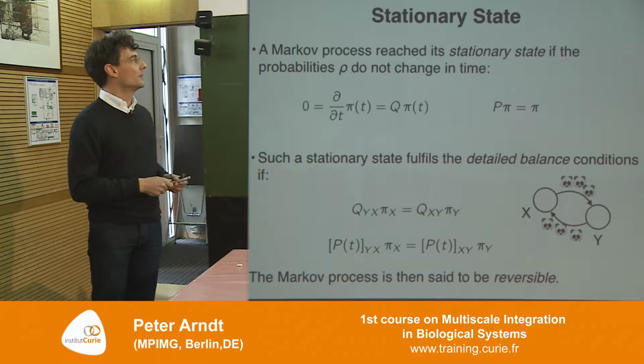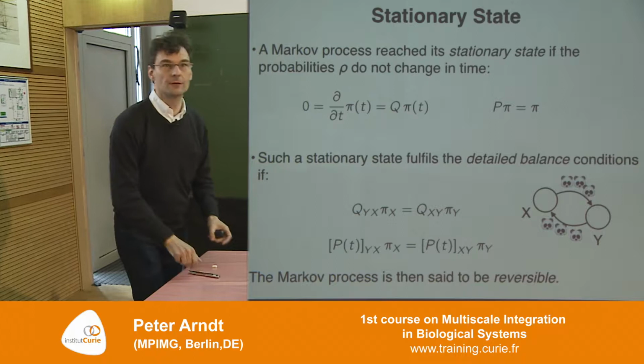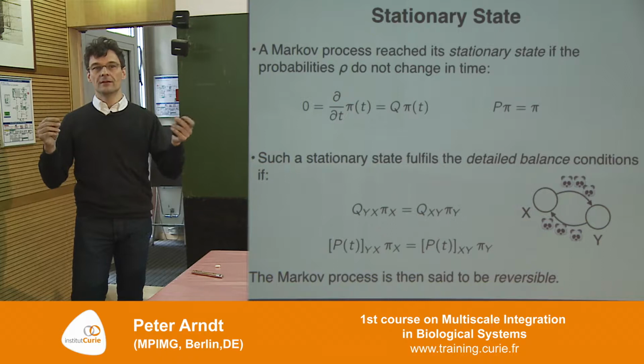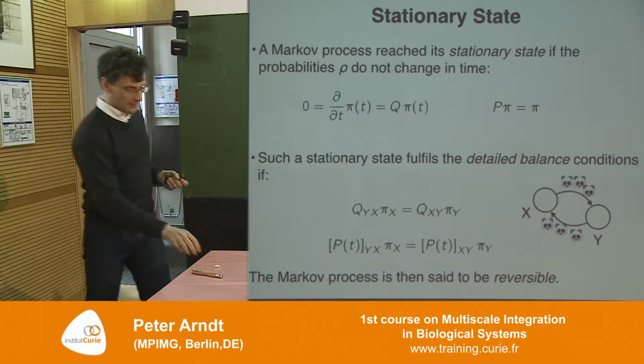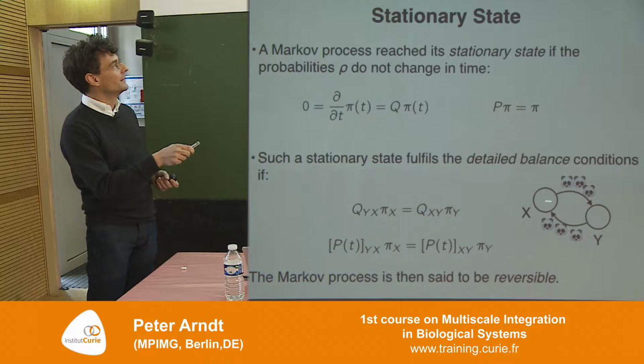or also reversible. And what that means is that you can take a movie of your system in the stationary state, and after you took the movie, you cannot decide if you play it back or forward. Because you would see three exchanges in this direction, or also three in this direction.